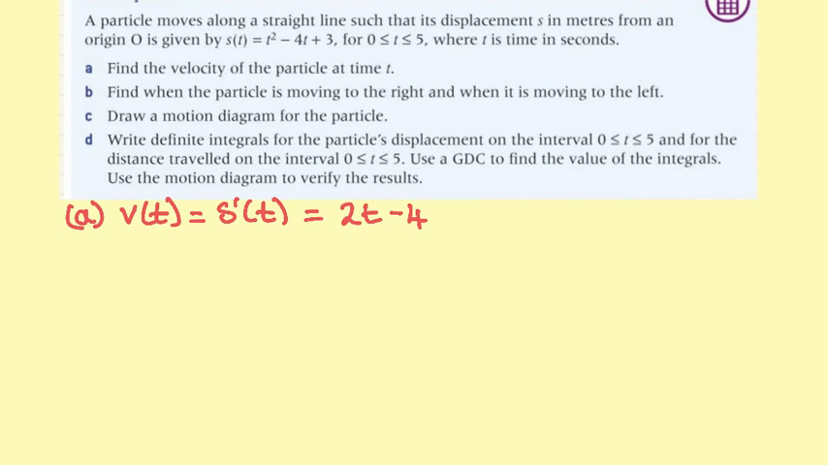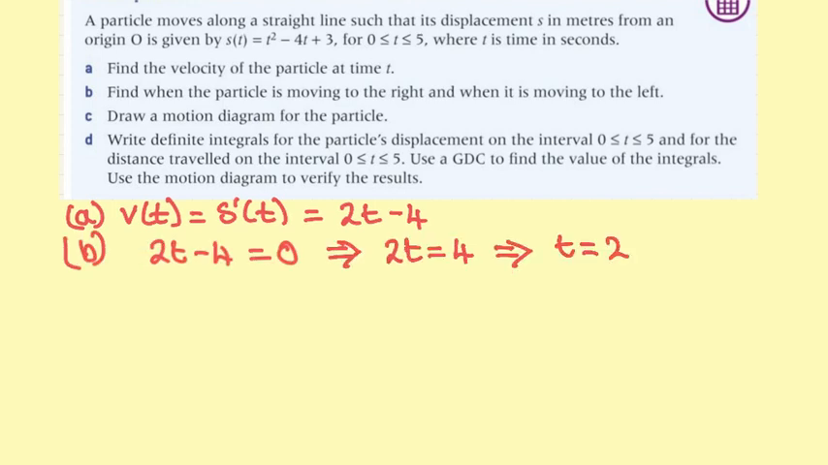Part B. Find when the particle is moving to the right and when it is moving to the left. In order to do this, we first need to find when the particle is at rest. So we need to find when the velocity is equal to 0. Therefore, 2t equals 4, therefore t equals 2, so the particle is at rest after 2 seconds. In order to test what direction the particle is moving, we need to test either side of t equals 2 to see whether the velocity is positive or negative.